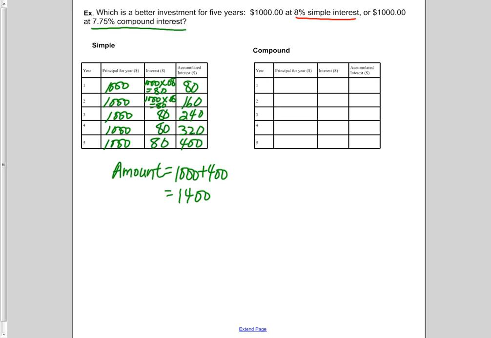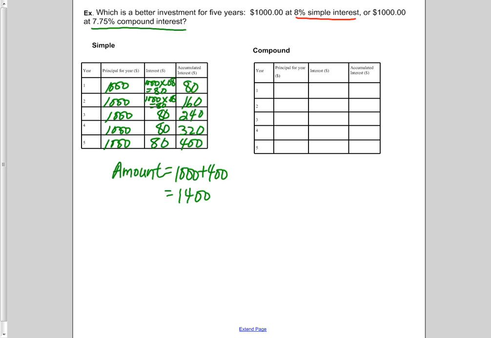The math is a little harder with the compound interest, but it can certainly be helpful if you're saving money, not so much if you're borrowing it. For the first year, you put in $1,000. Your interest, which is 7.75%, so $1,000 times 0.0775 gives us $77.50 interest the first year. So our accumulated interest is $77.50. So far, it's the same.